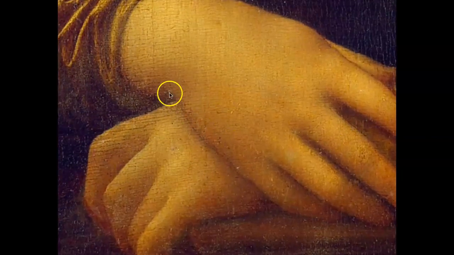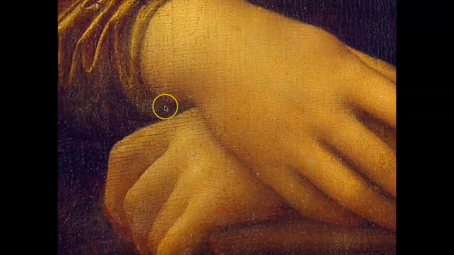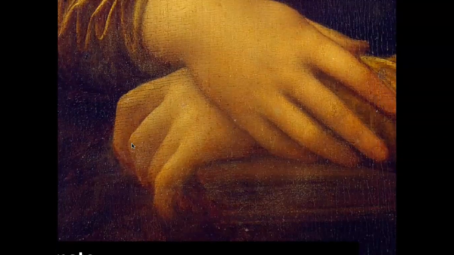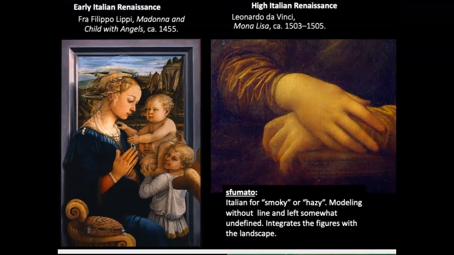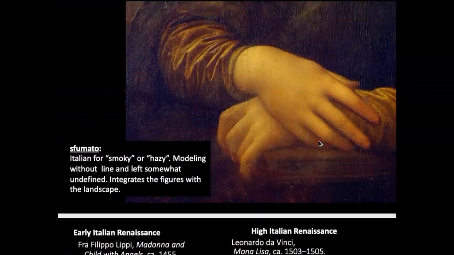The transition of the form is not through line work, but simply a change of color. Modulation is softer. And what this does, and what is said in your definition, is it integrates the figure into the space rather than being isolated.